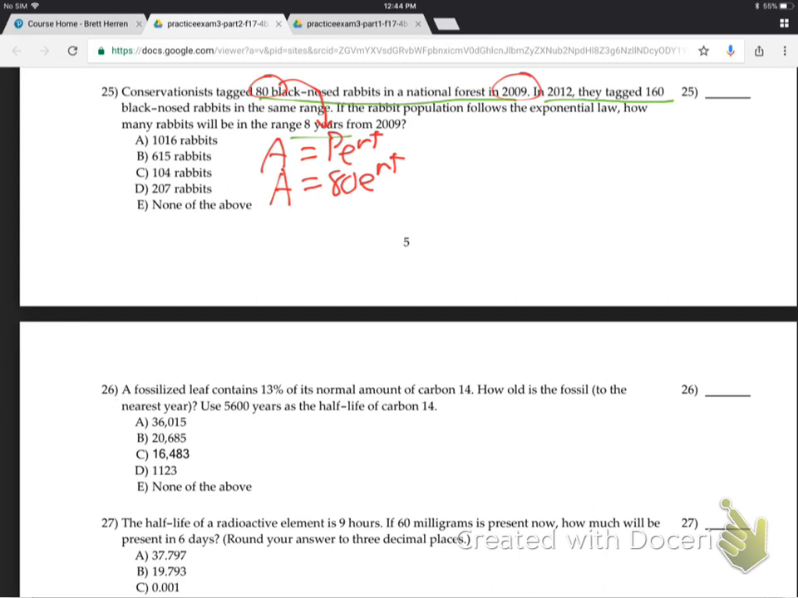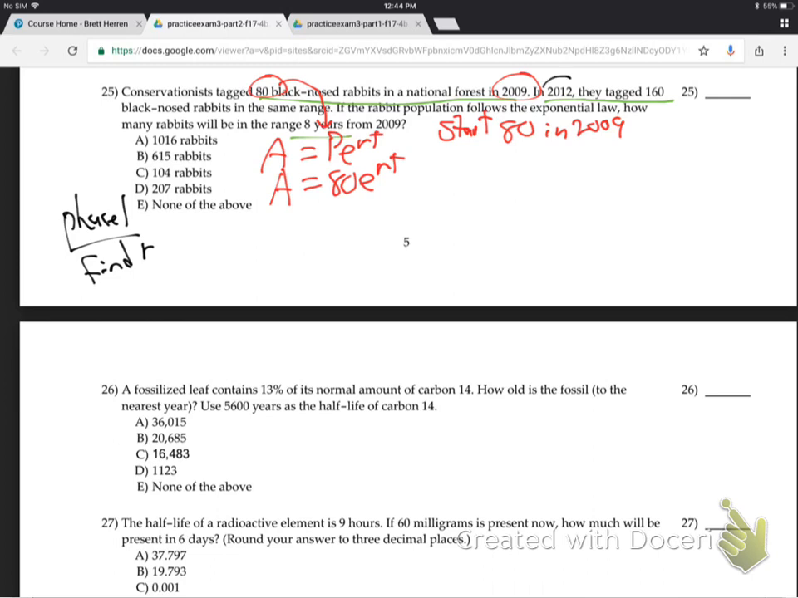2009 is the start. So when they say 80 in 2009, that's all they're giving you. They're just saying, hey, at the start, we had 80 rabbits. We started in 2009, and we had 80 rabbits. So that's your P. And then remember, these are in 2 phases. Phase 1 is all about finding R. And then phase 2 will finish the problem.